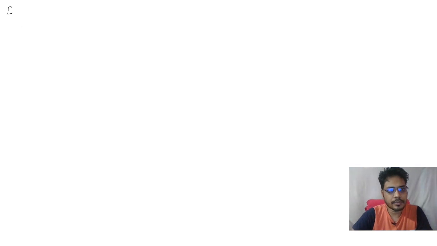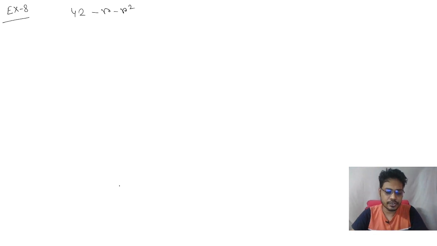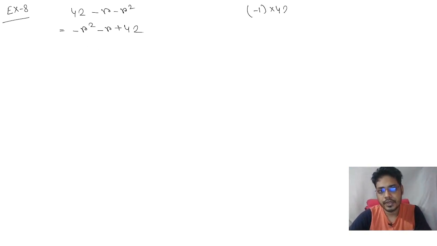Now coming to example number 8. In example number 8, suppose it is given 42 minus r minus r square. Now first the constant term is given, then r is given, then r square is given. First you have to convert this as minus r square minus r plus 42. Now the coefficient of r square is minus 1, so it will be minus 1 multiplied by 42. It will be minus 42.